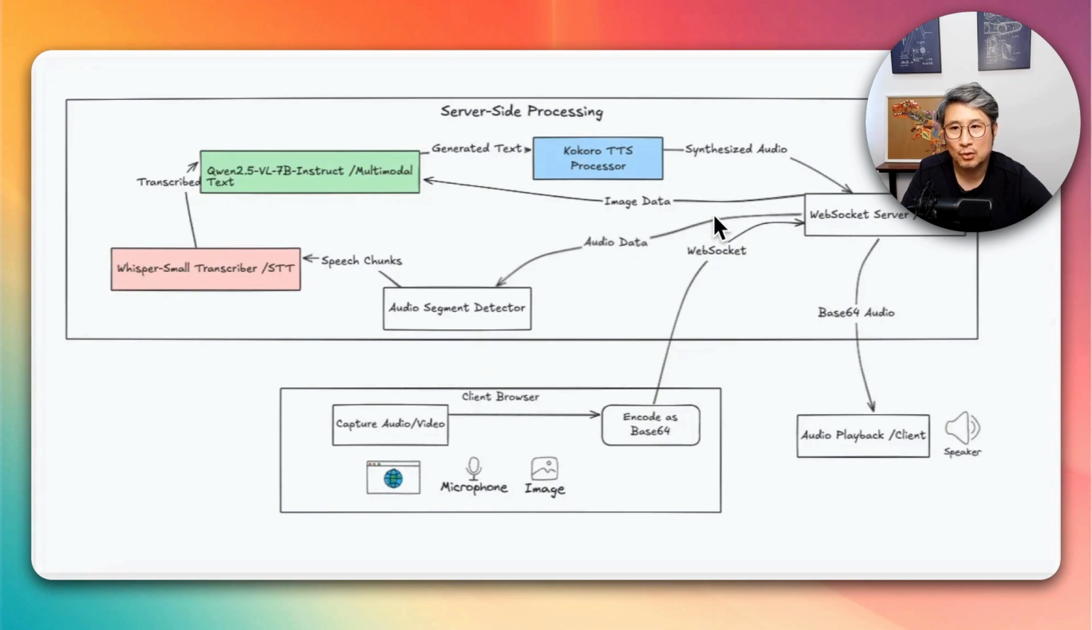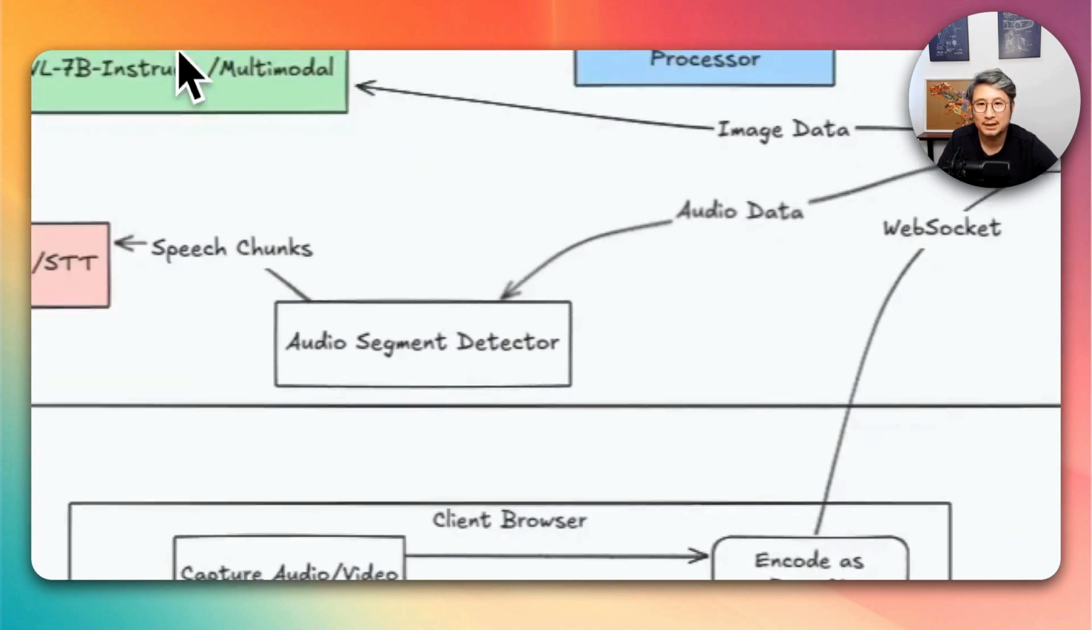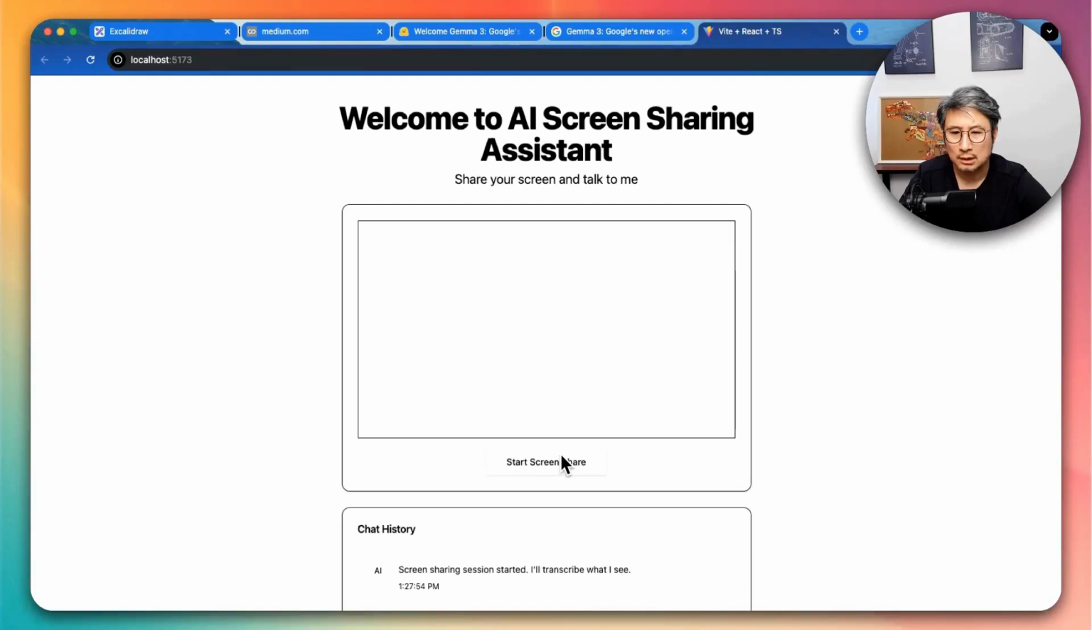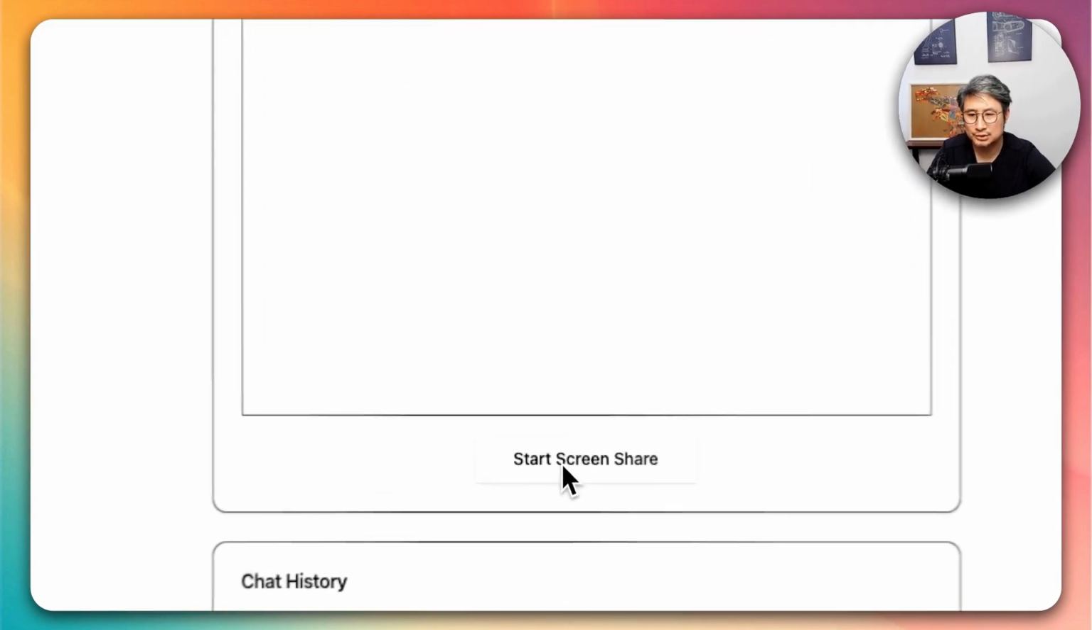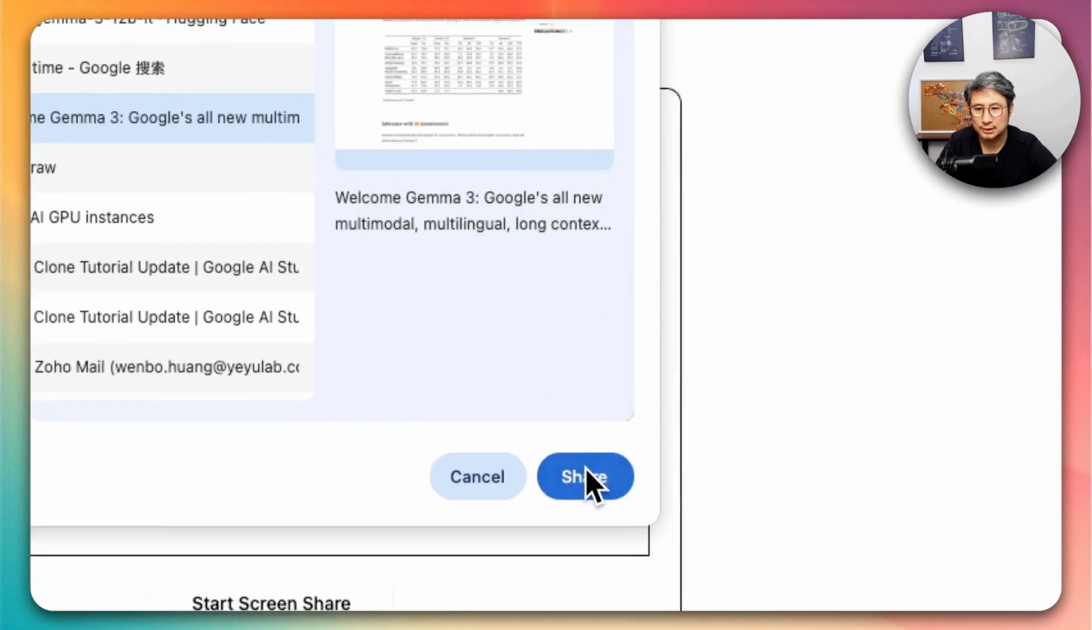We used a WebSocket API designed to be compatible with the Gemini Multimodal Live API, so existing projects could be easily reused, especially on the front-end side. Now let's go back to see the previous demo to understand where we are. So I'm going to start screen sharing and pick the blog post of Gemma 3.